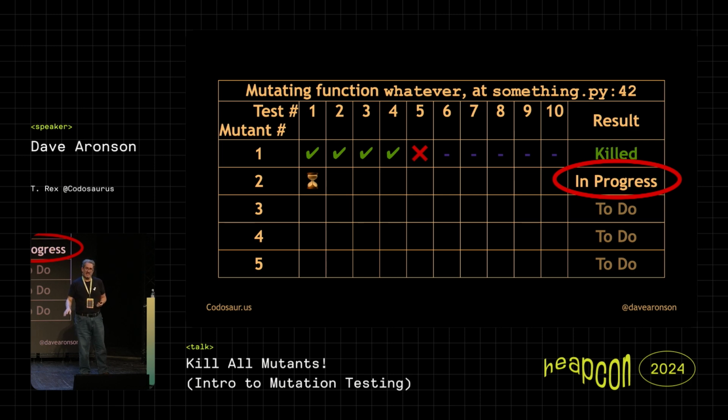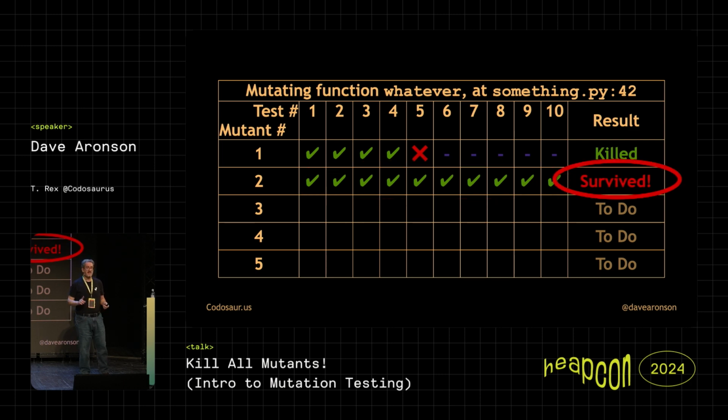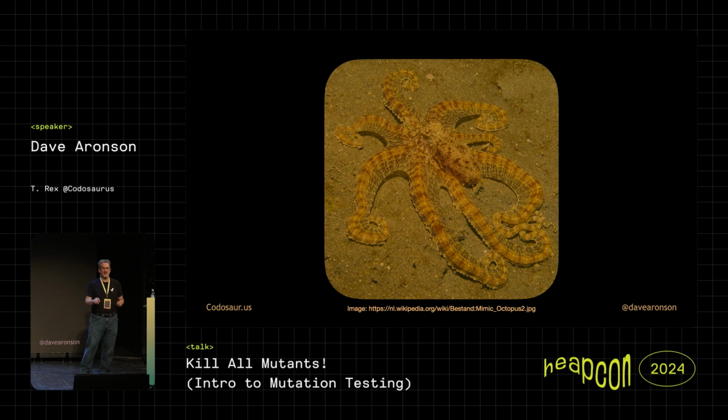On the other claw, if a mutant lets all the tests pass, then it is said to have survived. And this means that it has the superpower of mimicry, skilled enough to fool our tests. This usually means that our code is meaningless or our tests are lax, or both, and now it's up to us to figure out exactly how.